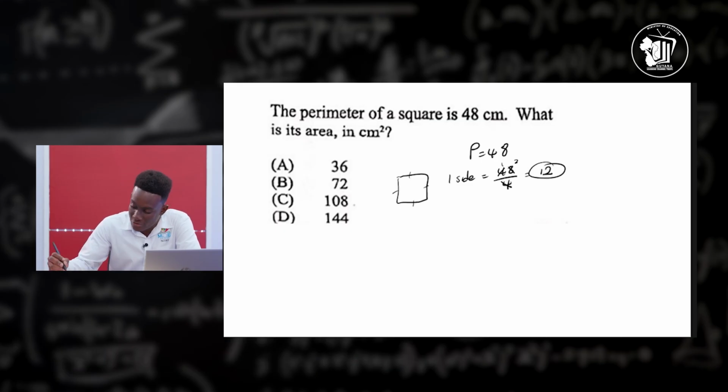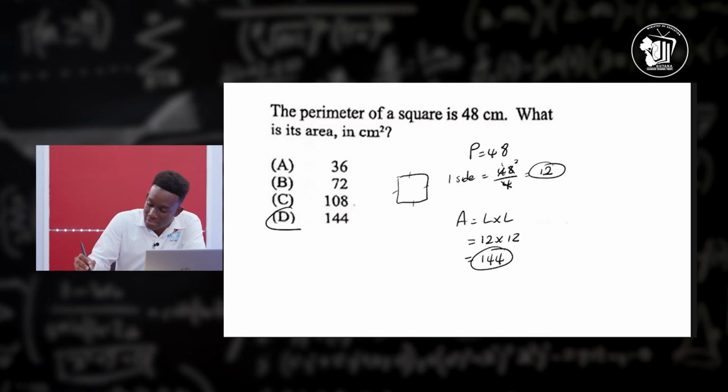So to find the area of the square, we know it's length times length. If one of the lengths is 12, it will be 12 times 12, which will give us a value of 144 cm squared, which would be simply D.